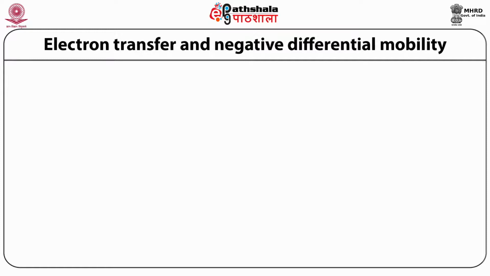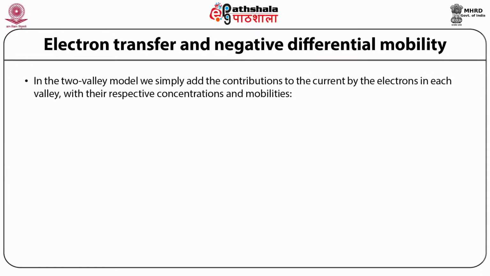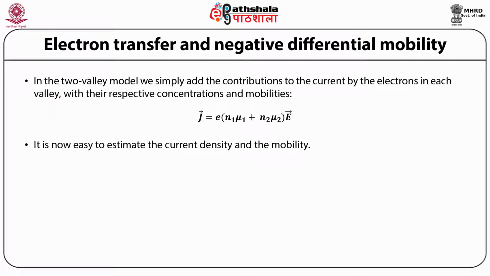Now let us study the two-valley model in a more detailed way. In the two-valley model, we simply add the contributions to the current by the electrons in each valley with their respective concentrations and mobilities. That is, J vector is equal to (N1 mu1 plus N2 mu2) multiplied by the E vector. It is now easy to estimate the current density and the mobility.